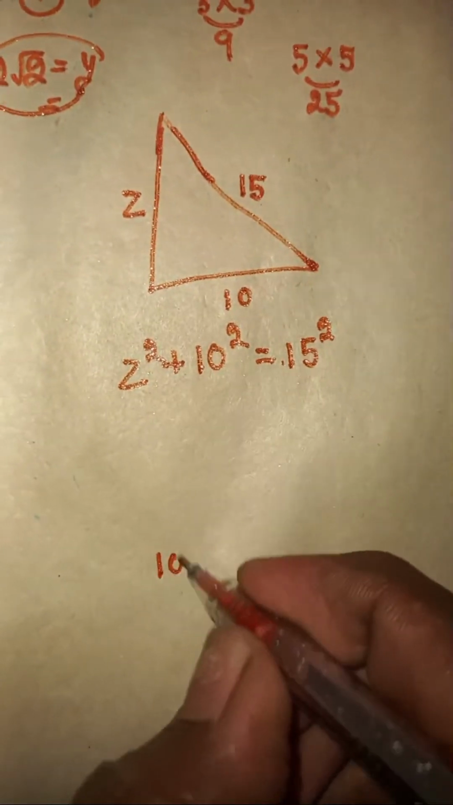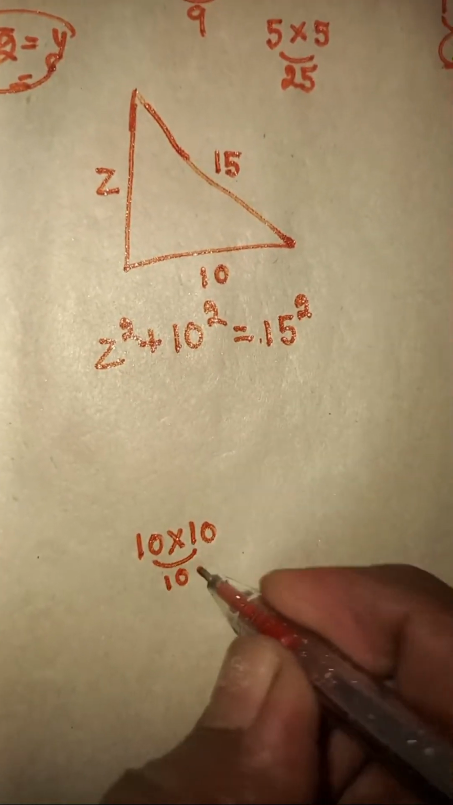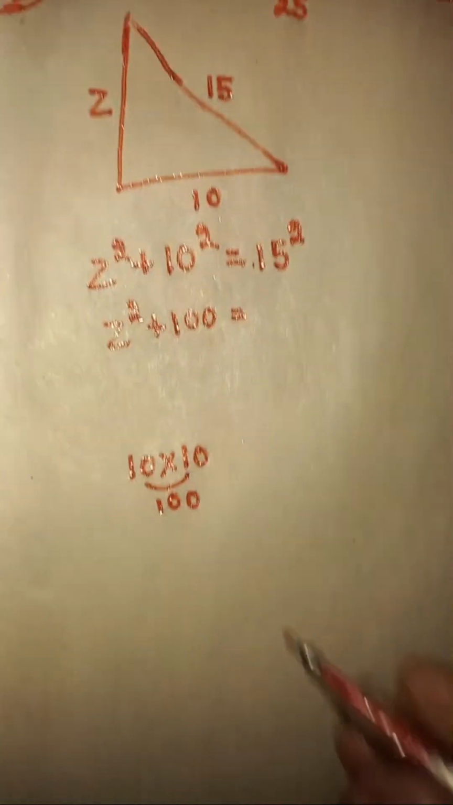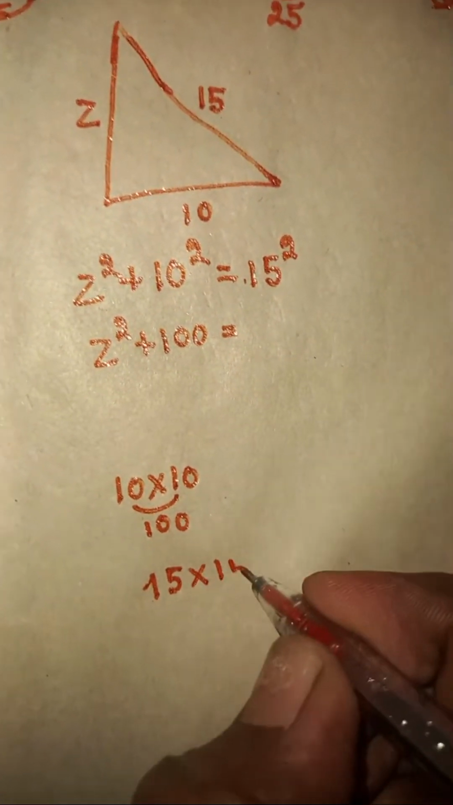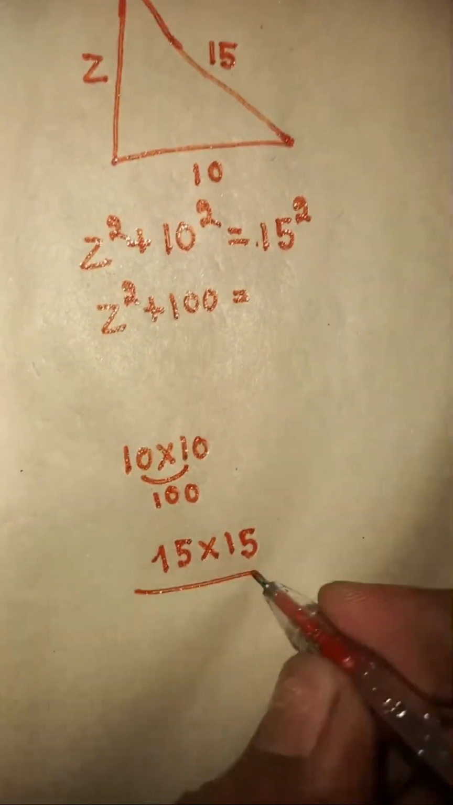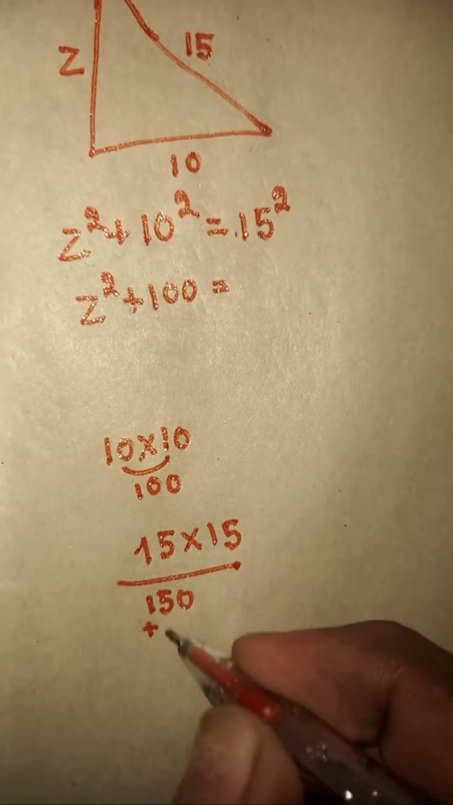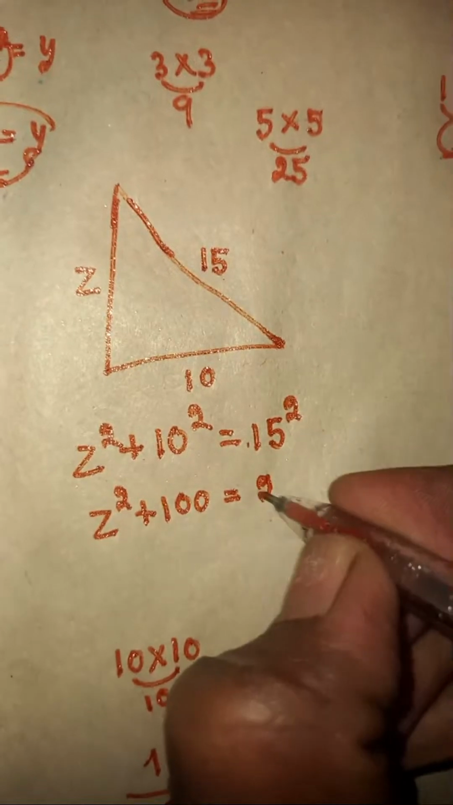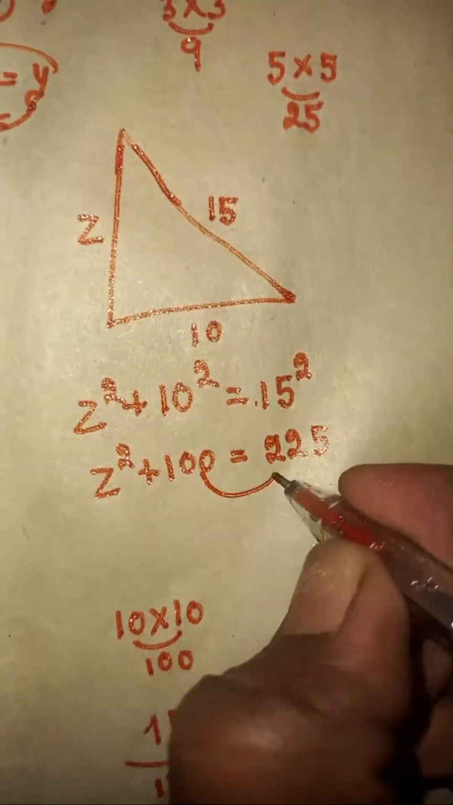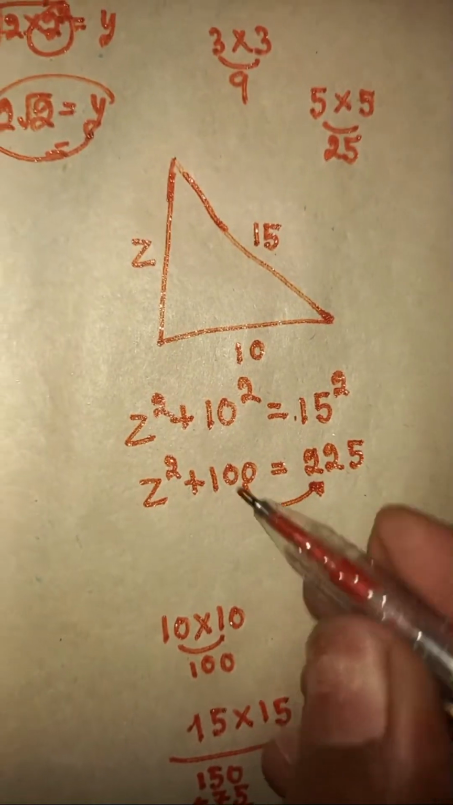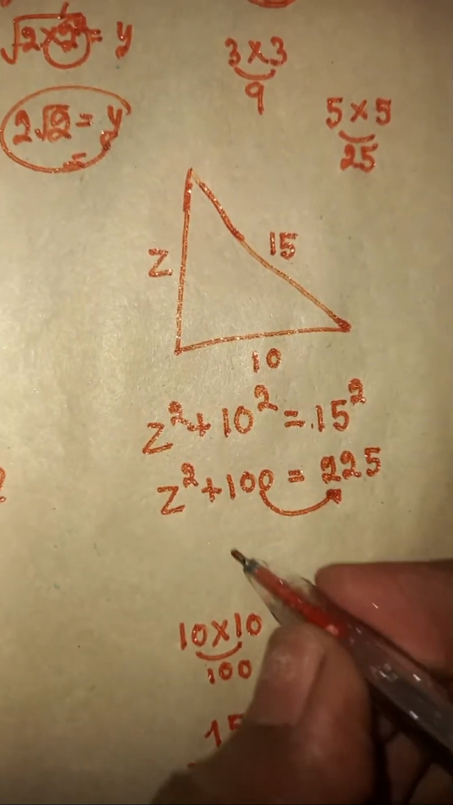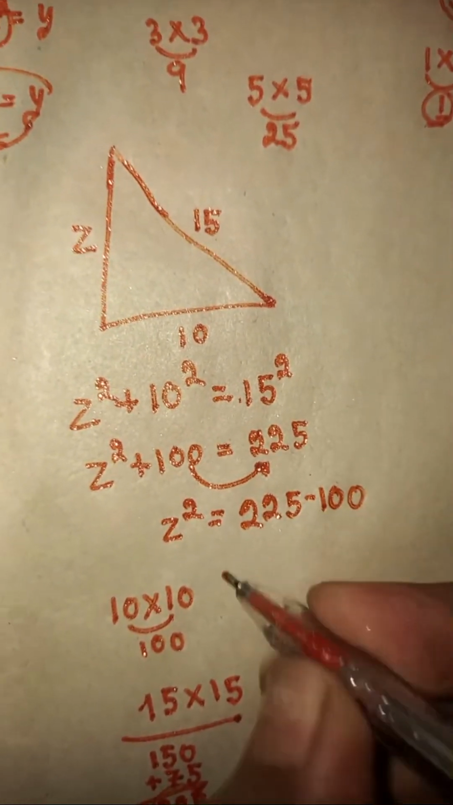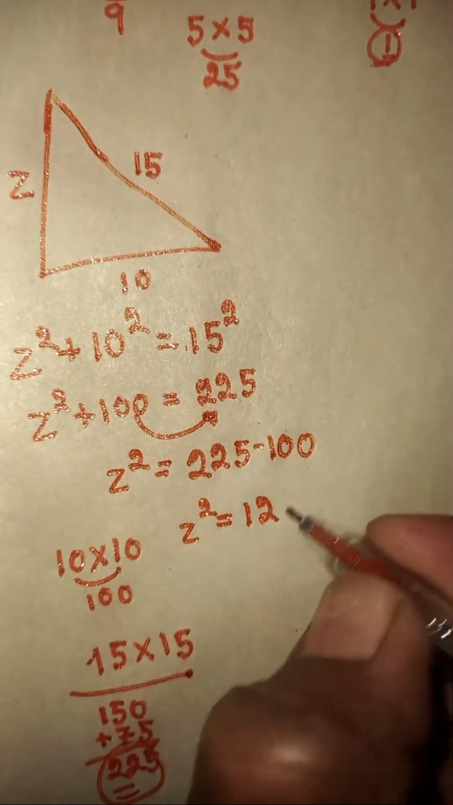This 10 square you can find as 10 times 10, which is 100. So z square plus 100 equal to 15 square. That means you can write it as 15 times 15. 15 times 10 is 150, plus 15 times 5 is 75. It is 225. So this complete thing is 225. And when 100 moves outside of that equation, plus 100 becomes minus 100. So z square equal to 225 minus 100. So z square equal to 125.